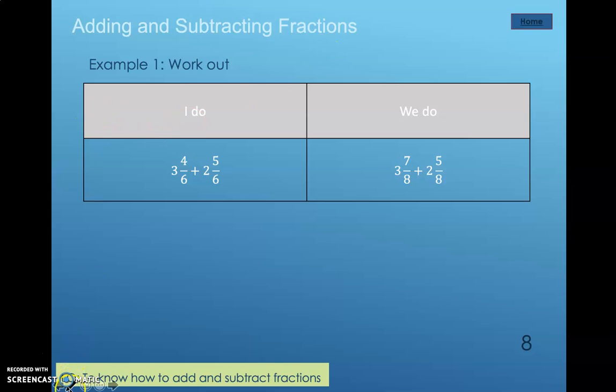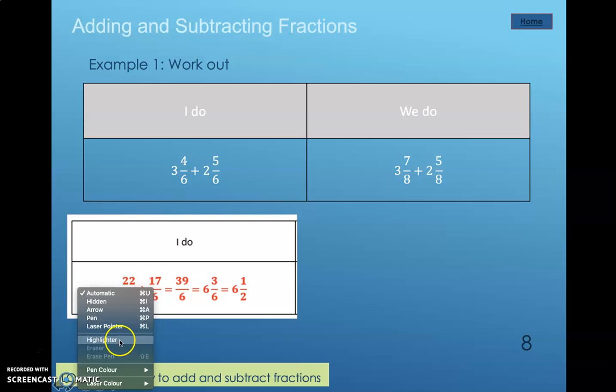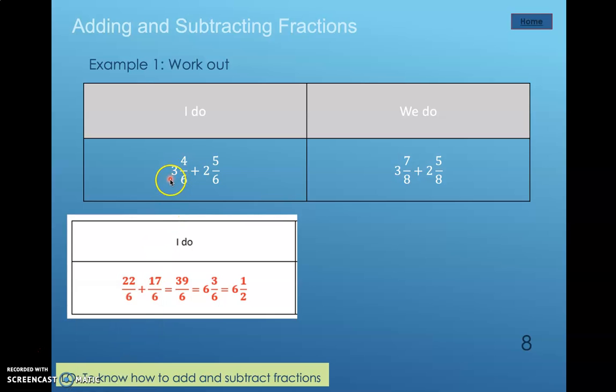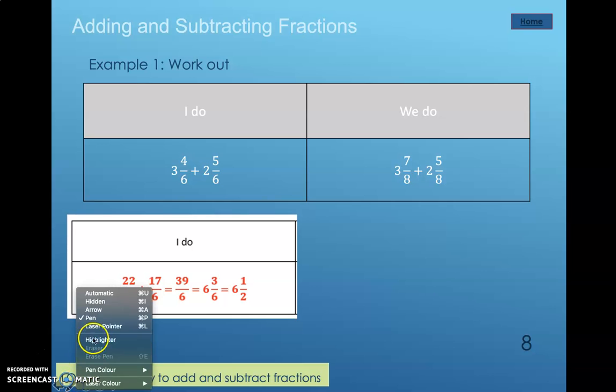So we have 3 whole ones and 4/6, and then 2 whole ones and 5/6. So first of all, from our success criteria, what we need to do is we need to take our 3 whole ones and 4/6, and we need to turn that improper.